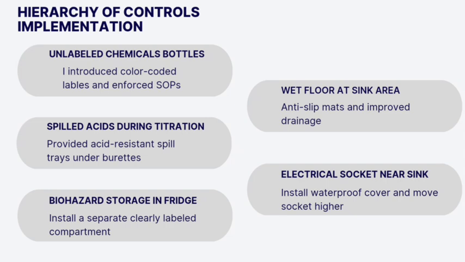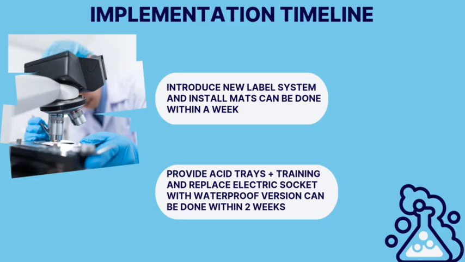Number 4, wet floor at the sink area. Anti-slip mats and improve drainage. Number 5, electrical socket near the sink. Install a waterproof cover and move the socket higher. The implementation timeline spans from 1 to 2 weeks depending on the hazard.